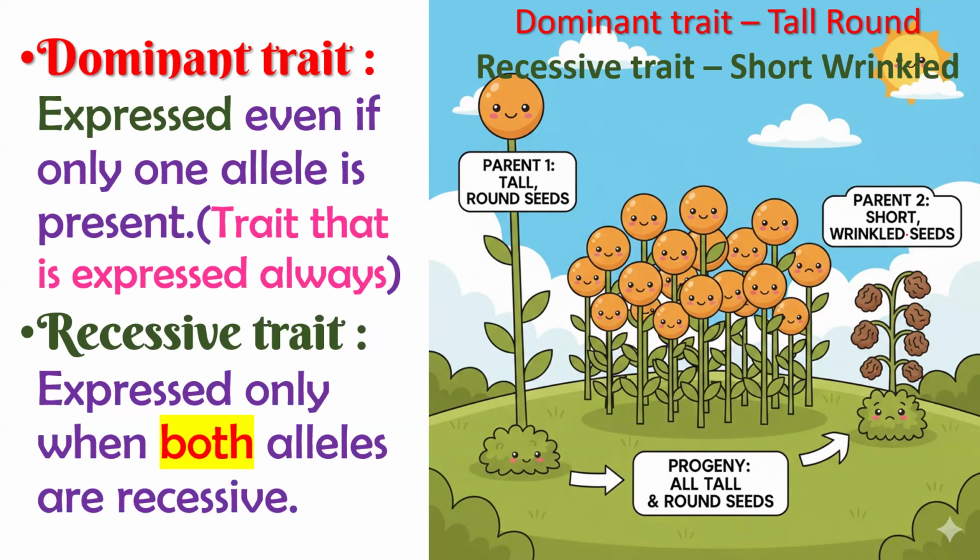And in the first progeny, the first generation, we saw capital T, small t. And the small t, that is short, was not expressed. So that is a recessive trait in the F1 generation. And the short, small t small t, is expressed only when both alleles are recessive, right?